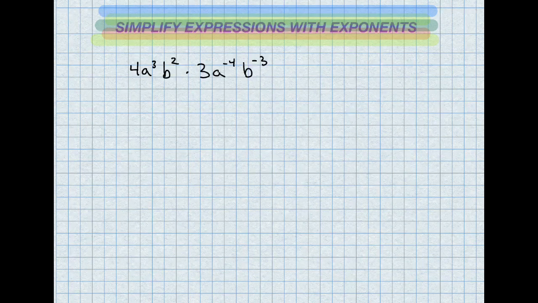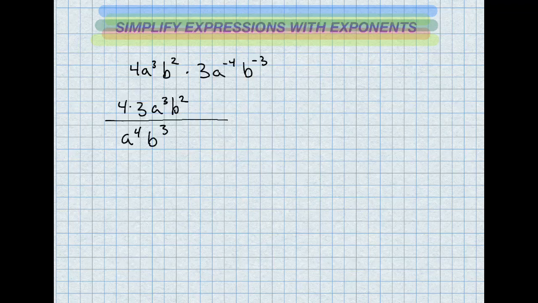Okay, here's our next one. So what we can do, automatically we could say that that's going to be 4 times 3. We kind of bring those constants out. a cubed b squared. And then how about divide by a to the 4th b cubed.